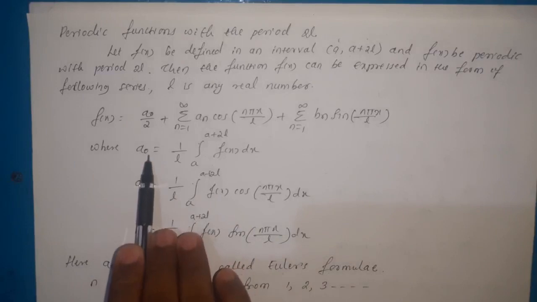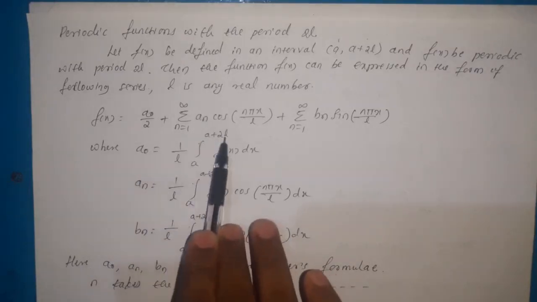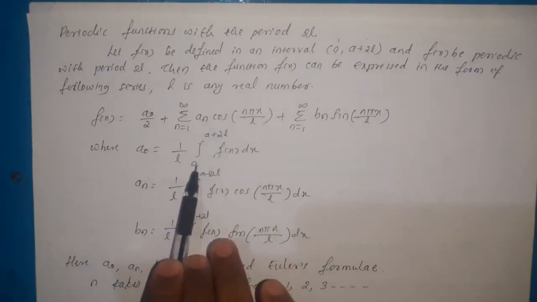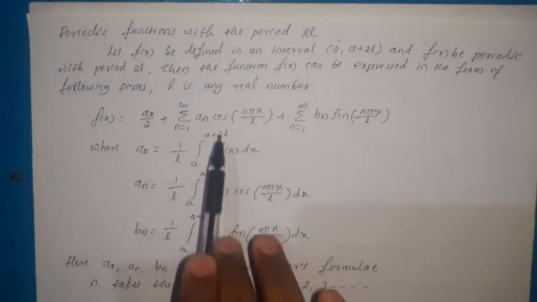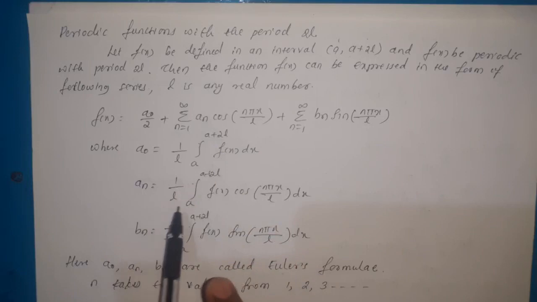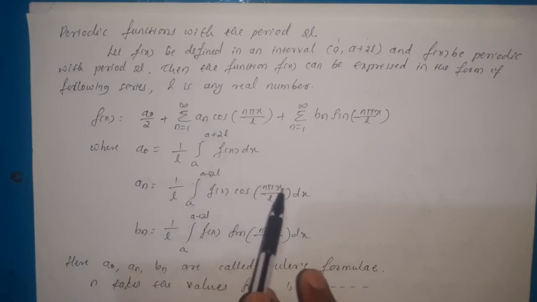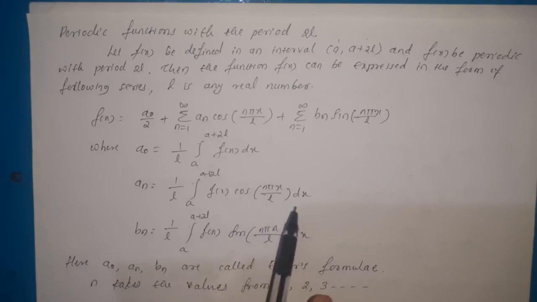Now a naught is equal to 1 by L integration over a to a plus 2L, that is the lower limit of the given interval where the function is defined, to a plus 2L, f of x dx. And a n is equal to 1 by L integral from a to a plus 2L of f of x into cos n pi x divided by L into dx. And b n equal to 1 by L integral from a to a plus 2L of f of x into sin n pi x divided by L dx.